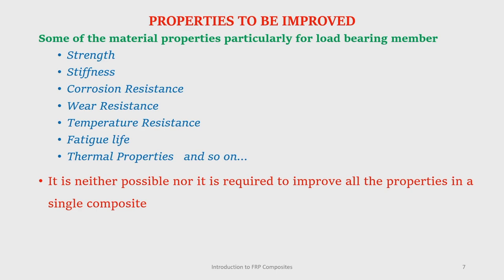Say, from the structural point of view, for a load bearing member, many a times we want the strength to be very high. We want the component to be stronger. Maybe it has to withstand a very high load. Then we want this to be stiffer, so we may need to improve the stiffness. Then, if a particular component is in a corrosive environment, it must have adequate corrosion resistance. Then in case of components which are in intimate contact, say gear teeth, wear resistance is also important.